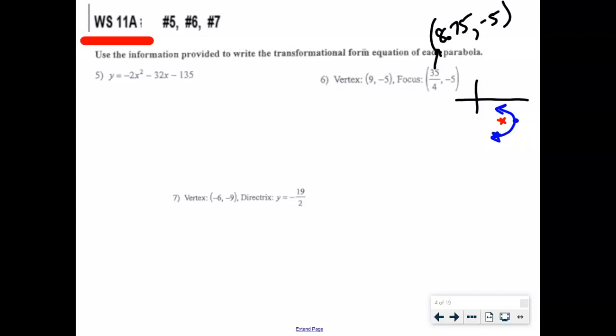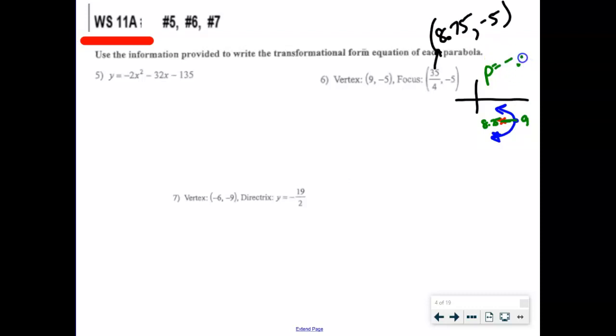So it's definitely horizontal. Can you tell me something else about this? It's left, so the p-value is going to be something negative. I don't think we actually have to do any math other than subtraction. This is 9, and this is 8.75, and the distance from here to here is p. And you guys told me it's negative because it's going left.